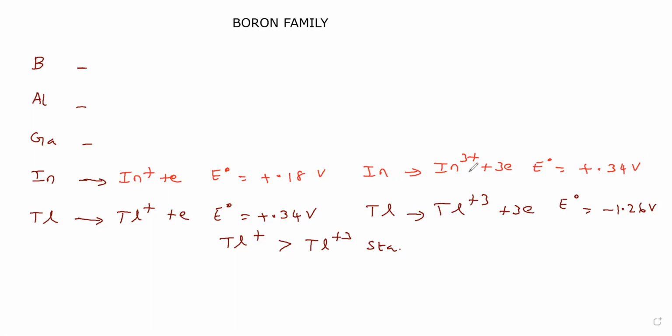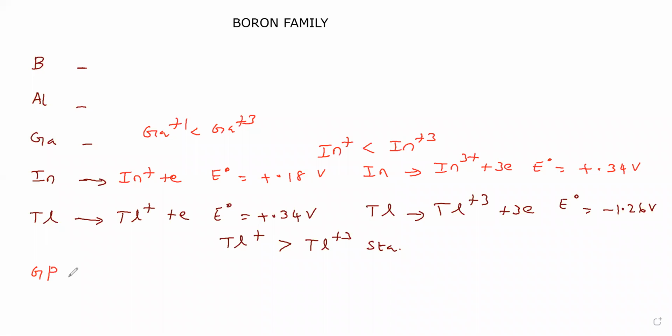Now you see indium plus 3 and indium plus 1, which is more stable? Indium plus 3 is more stable because of the plus 0.34 volt. Here, converting into plus 3, E naught is more when compared to converting into plus 1. Therefore, we can say indium plus 1 is less stable than indium plus 3. In the same way, gallium plus 1 is less stable than gallium plus 3.